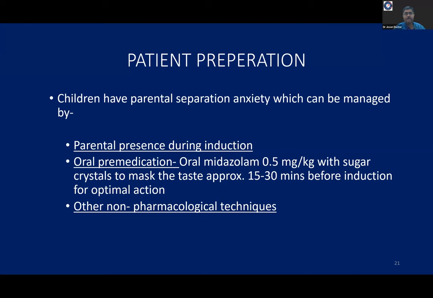So let's say you have a 10 kilo child. With 0.5 milligrams per kg, that makes 5 milligrams the dose for oral midazolam. So one 1 ml ampoule of oral midazolam, which is 5 milligrams, can be given drop by drop into the child's mouth with sugar crystals to mask the taste, approximately 15 to 30 minutes before induction.